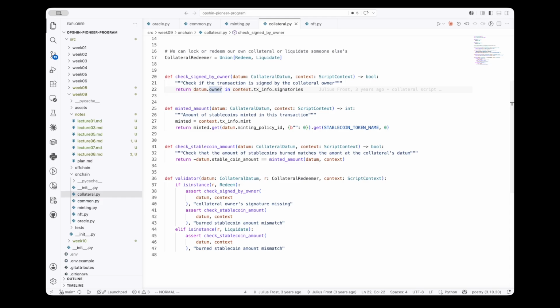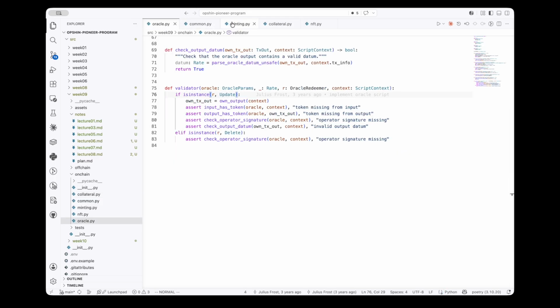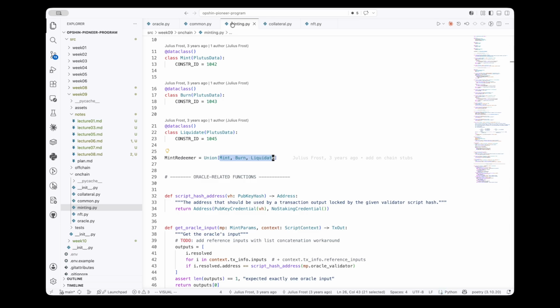And where are we now? In the previous videos we've seen the Oracle contract and the minting policy contract. Especially when we read the minting policy, we saw there are 3 actions that correspond to minting, burning, and liquidating stablecoins, but this was all from the minting policy's point of view, right?